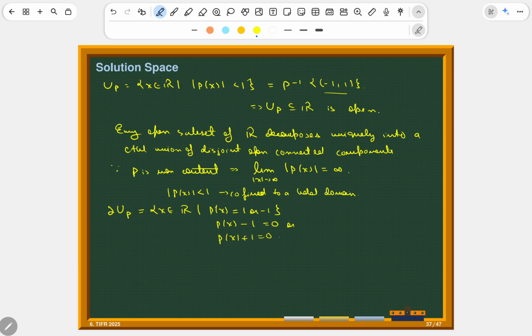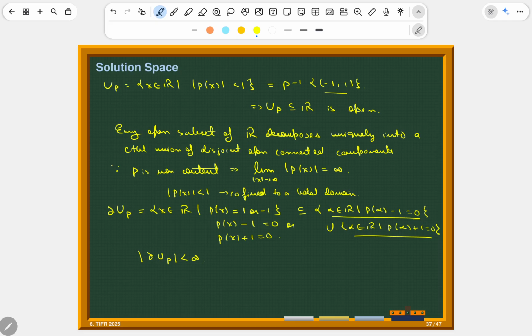So therefore this boundary is actually contained in the collection of all real numbers α such that P of α − 1 equals 0, union the set of α in R such that P of α + 1 equals 0. Now observe that each of these sets is finite, because we know that a polynomial equation admits finitely many roots. So therefore UP has finitely many boundary points.